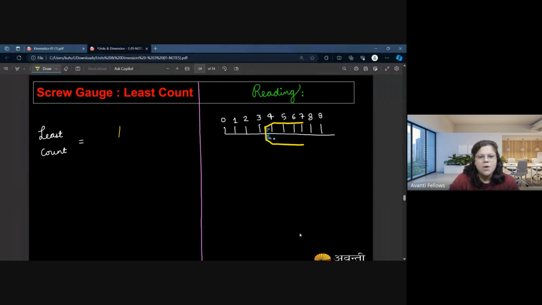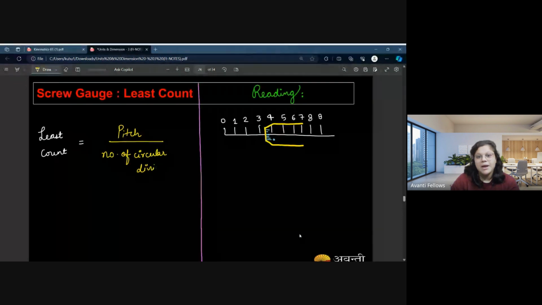So, least count is pitch upon the number of circular divisions. Do I need to explain it or do you get the feel of it? I would love to explain it if you want me to.